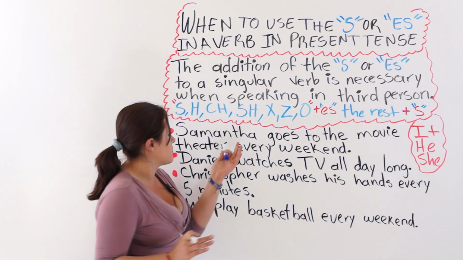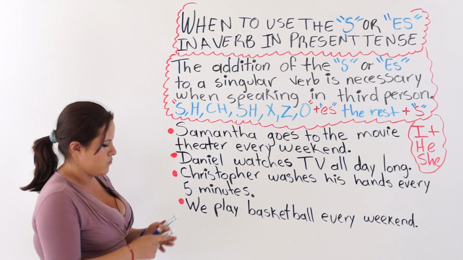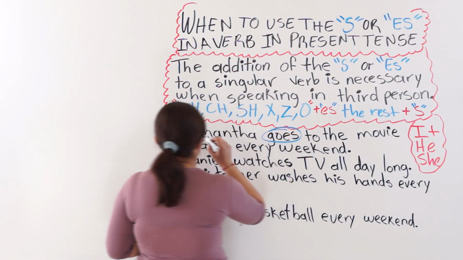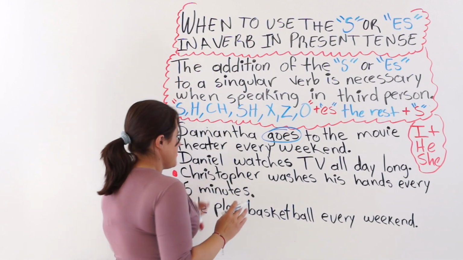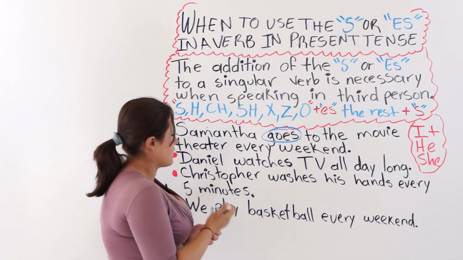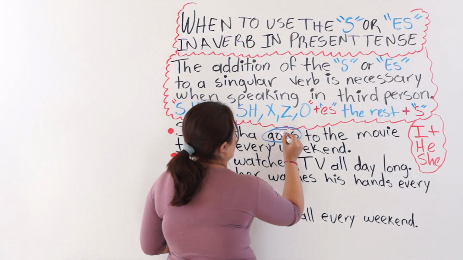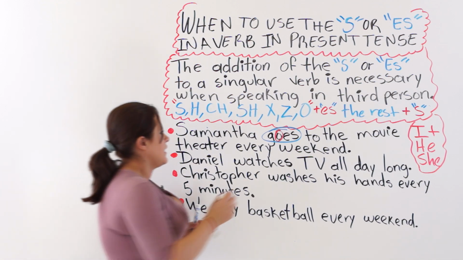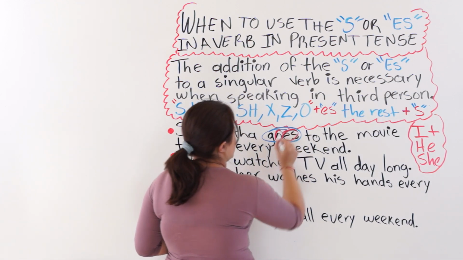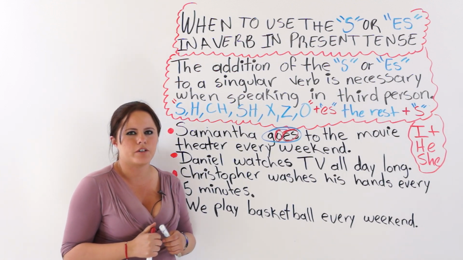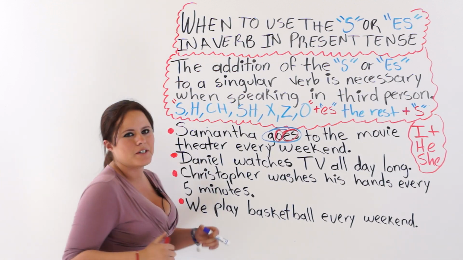For example, the first one says, Samantha goes. We are speaking in third person, Samantha, she, all right? So the verb go ends in O, obviously. So that is why we added an ES at the end. Samantha goes to the movie theater every weekend.